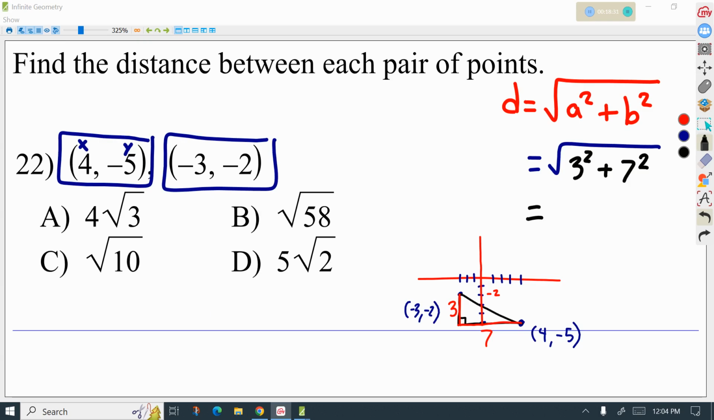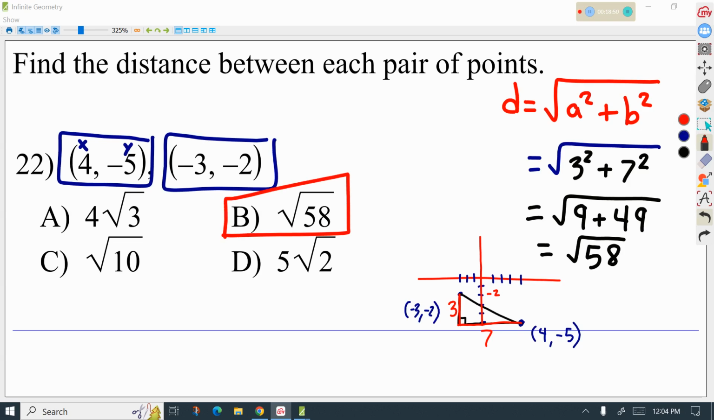Okay, so 3 squared is 9, but notice it's all under the square root, and 7 squared is 49. So now I would just combine those two, and we get the square root of 58. We could do that in a calculator to get an approximate value if we need, but the exact value is the square root of 58, so we would choose this one right here. We would choose B.